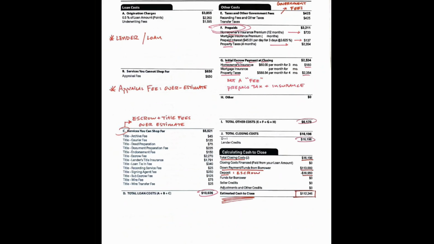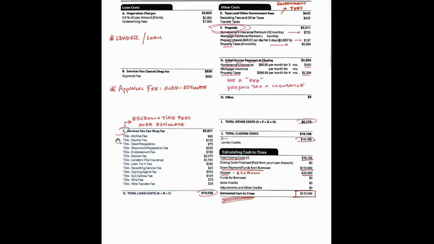The upper left are lender expenses. So this customer is paying a half a point, $2,260, and a lender fee of $1,595. Then down below, this is the appraisal section. The appraisal is estimated at $650. That's an overestimate. It's probably going to be closer to $500 or $550.